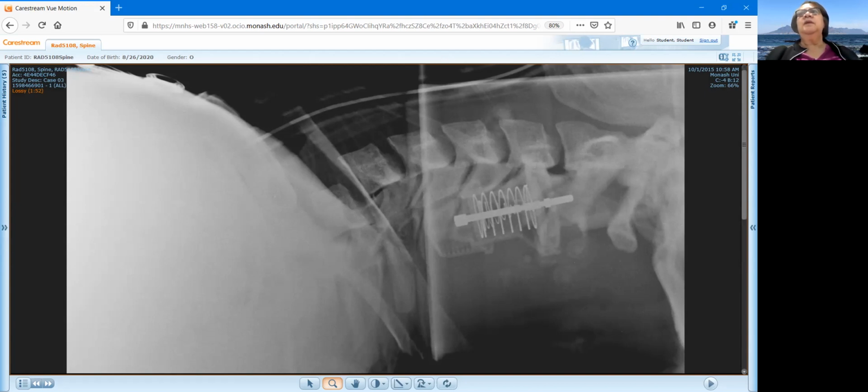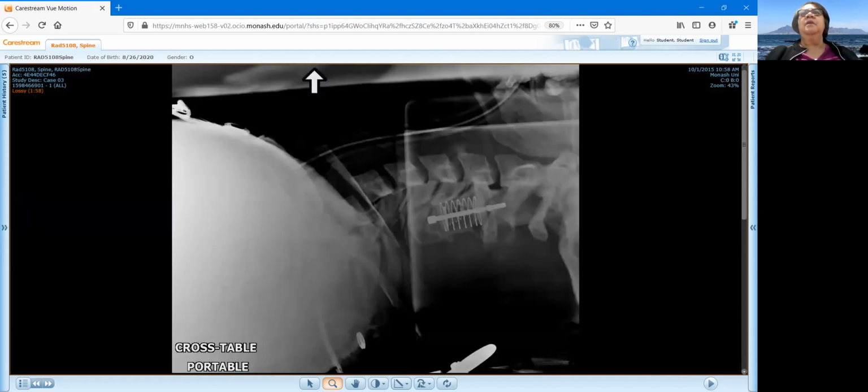So overall, your alignment has been affected, this space has been affected, so the joint is affected. It doesn't appear as if there are any other structures affected. There are lots of artifacts, so we can't really see the bone structures, but the overall comment is a bilateral facet dislocation of C6 on C7.